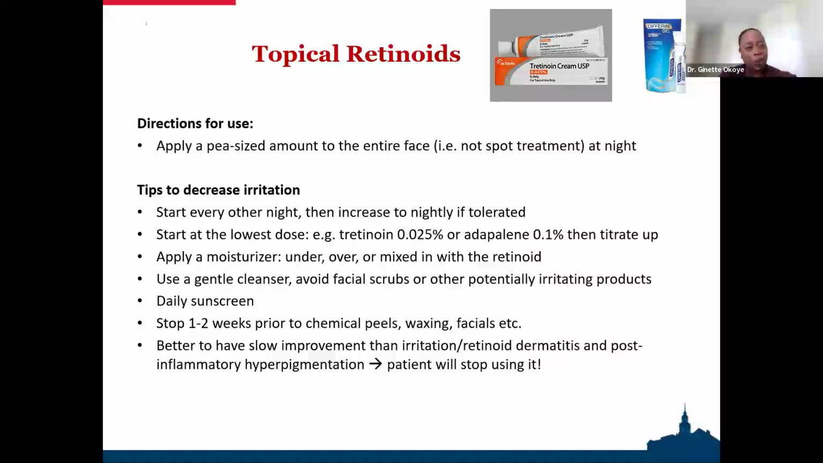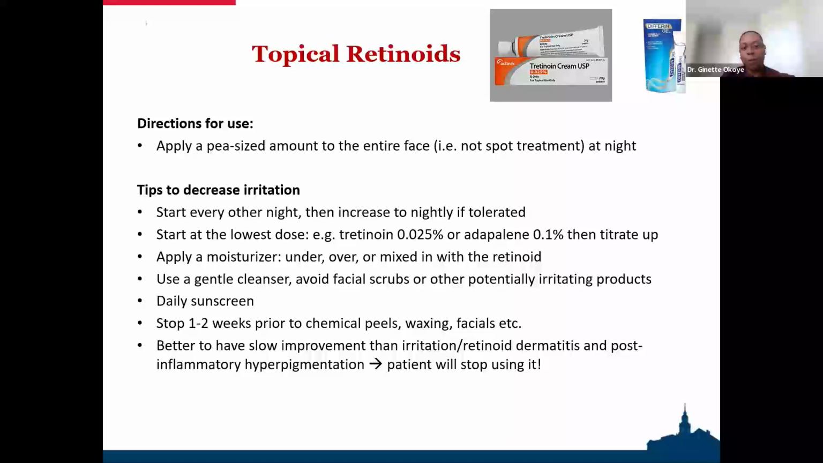You do need sunscreen when you're using topical retinoids. It can increase the skin sensitivity to the sun. And you do want to remind patients that they should stop a retinoid about 2 weeks before waxing or chemical peels or facials, because it thins the epidermis a little bit and can make them more susceptible to side effects from these procedures. And so just go slow.